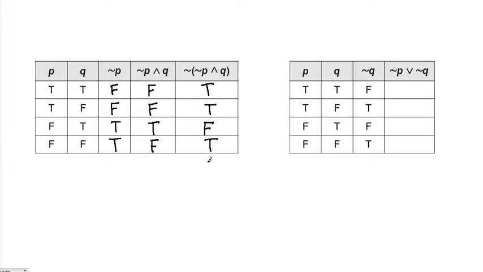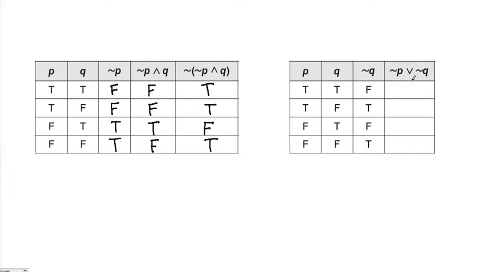Now the second truth table. So the work is done for us in terms of finding the negated version of Q, and we could have found that by ourselves, but they did it for us. So now we have to find the OR, right? Because this is the OR sign that we have to follow.